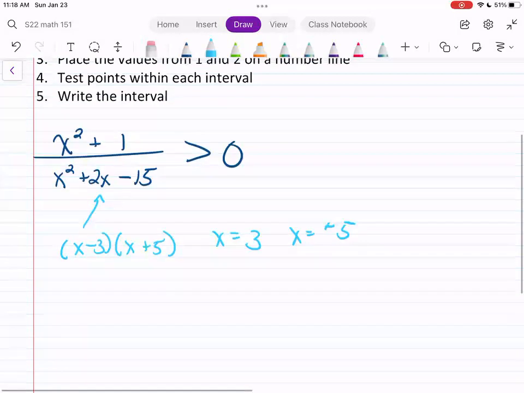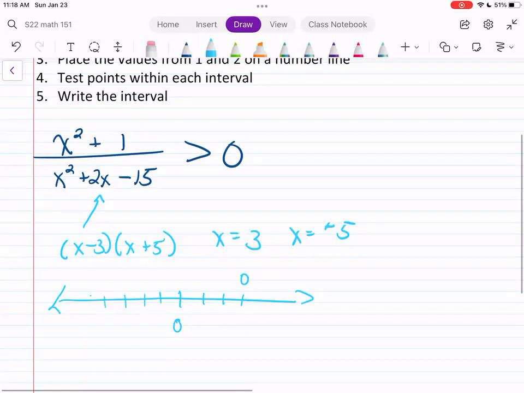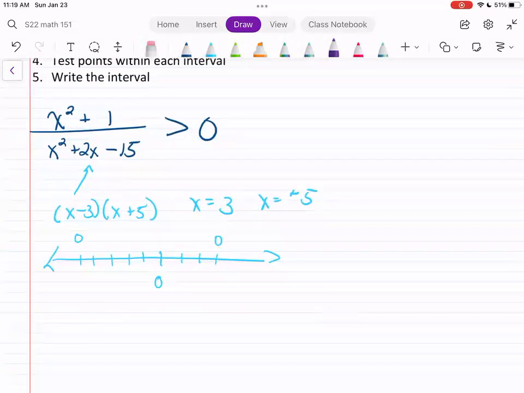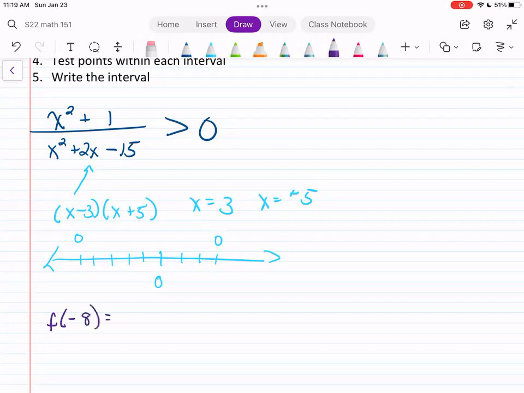We're going to place these values now on a number line, and then we're going to check each interval. For the area here to the left, I'm going to choose -8. When I plug in -8, I get (64 plus 1) over (64 minus 16 minus 15), and all I care about is that it ends up positive, which makes the statement true. So this is in my interval.